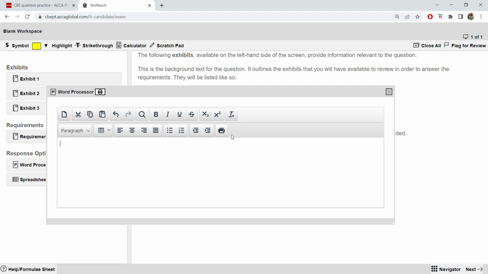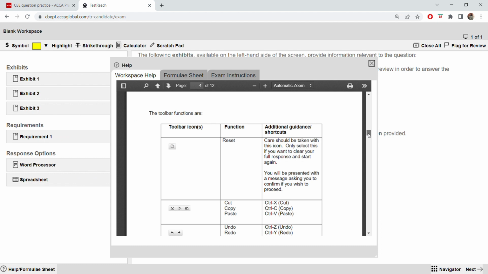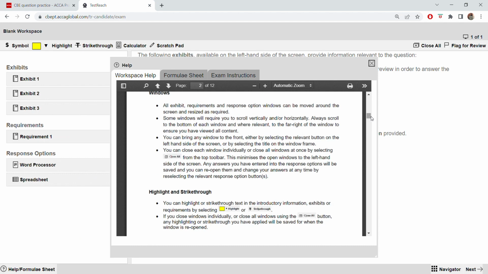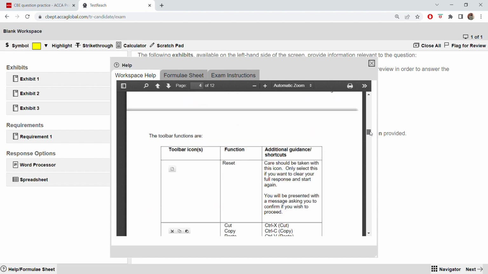All these things you should know. And this is common for all the papers. If you read it for one paper, you don't have to read multiple times. That's the beauty of this. What are the response options?